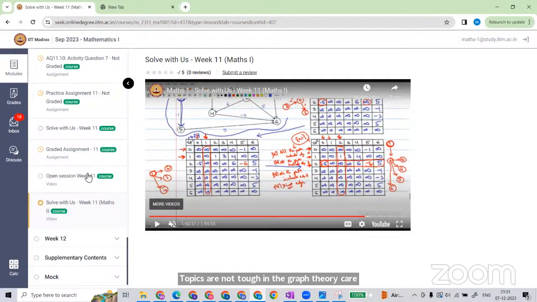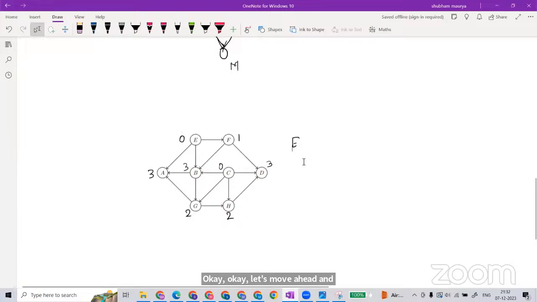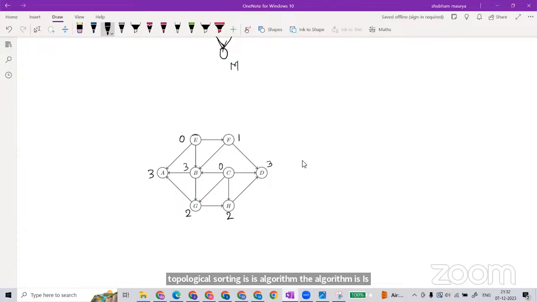Okay, let's move ahead, so we are discussing this one. Topological sorting is an algorithm. The algorithm is to first take the vertex which has in-degree 0 and list it out. So this is one, I'm just listing it here. And if you want, you can note the in-degrees also, like the in-degree of it is 0.